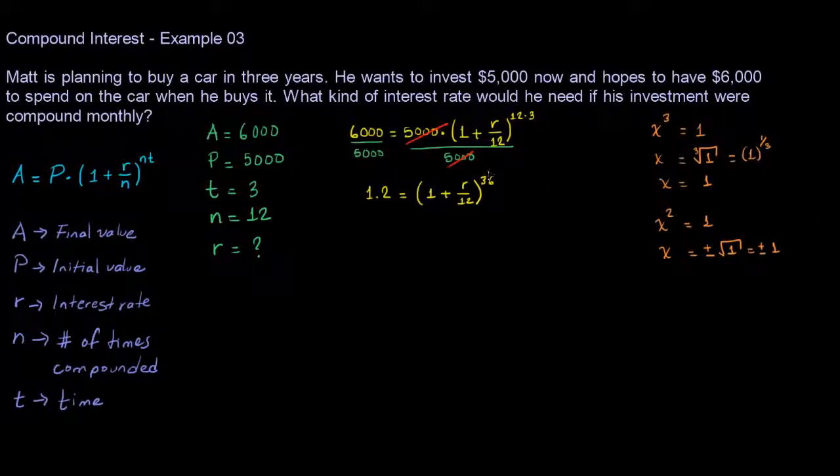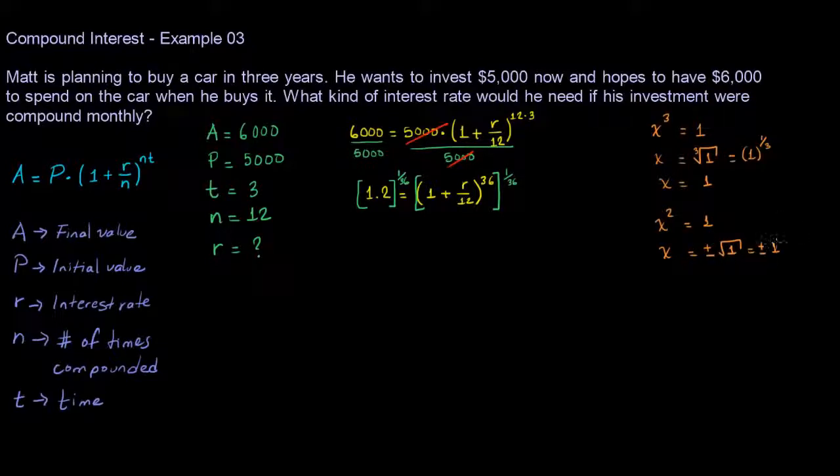So technically, if I raise both sides of the equation, let's say I write it like this, if I raise both sides of the equation to the 1 over 36 power, I would get in return a plus or minus result.